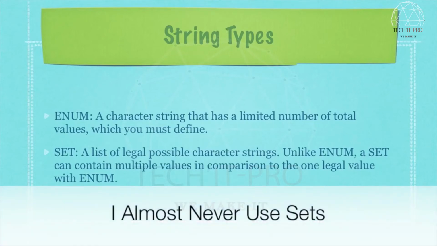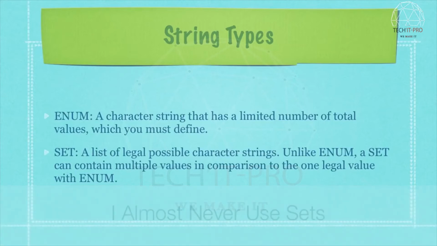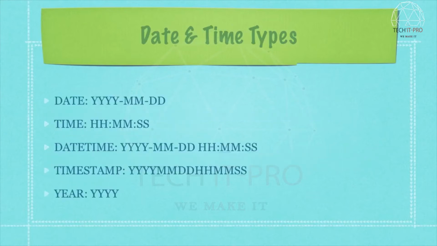And the main difference between an enumerated type and a set is that a set can contain multiple values, meaning that you could pick male and female, for example, if you wanted to, whereas an enumerated type can only ever have one real value. Then we have date types, as you can see there. Date is just going to be year, month, and day. You're going to have times, which is hours, minutes, and seconds, datetime, timestamp, and year.